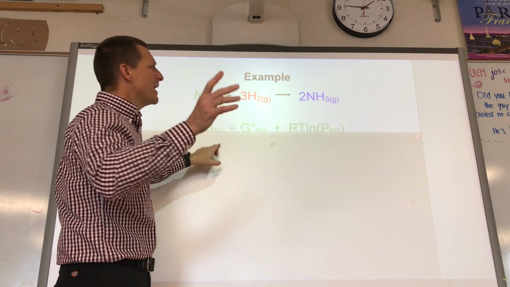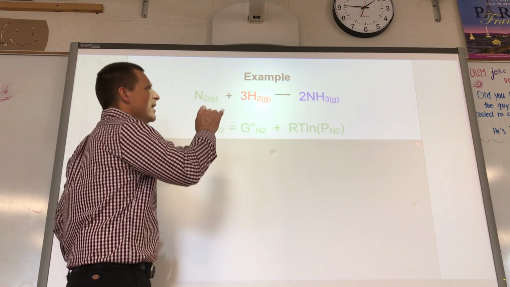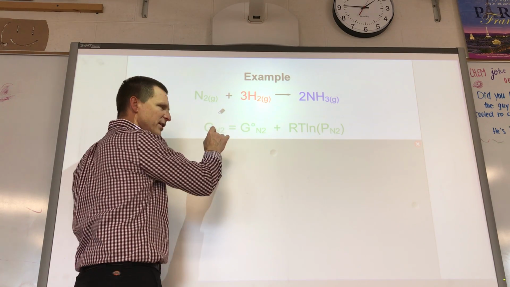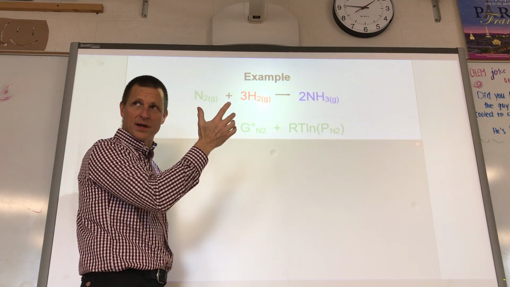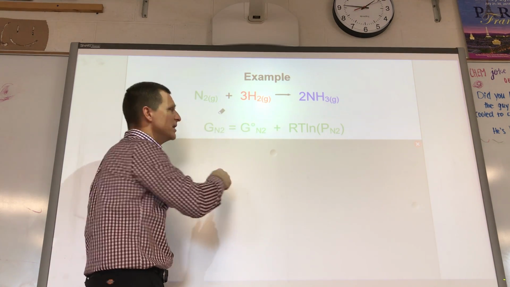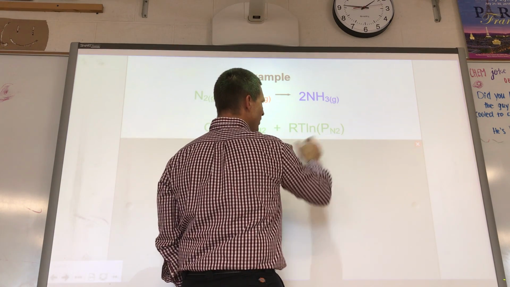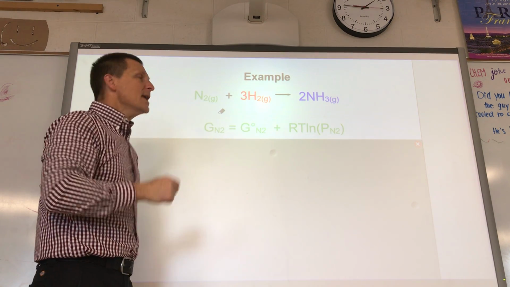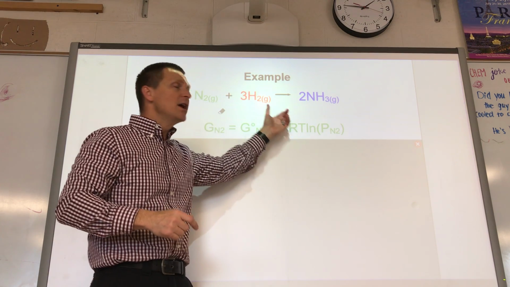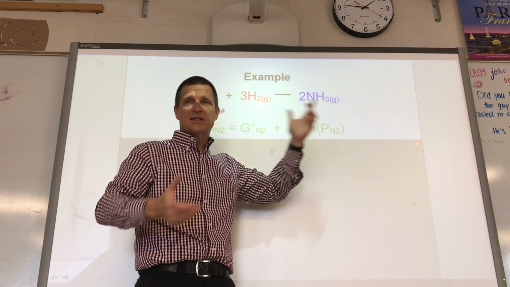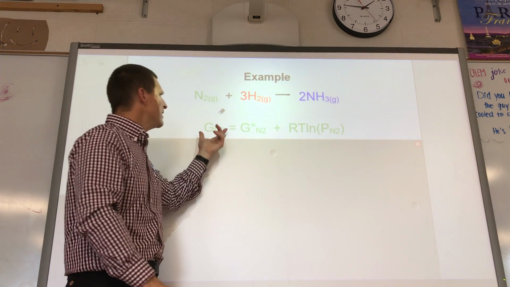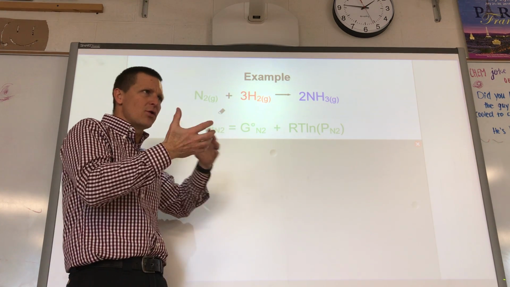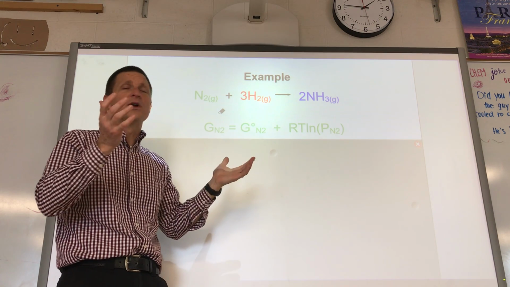Now, as I had on the previous slide, the free energy of any gas is equal to its standard free energy. For an element, it would be 0, by the way. So this term would be 0 for nitrogen. Plus RT times the natural log of its pressure. Now remember, in this reaction, the pressure of nitrogen will change. It's going to start at a certain value, and at the end, it's going to have a new value. So that means that the free energy of the nitrogen is going to change as well. Is it going to go up or down? We don't know yet.